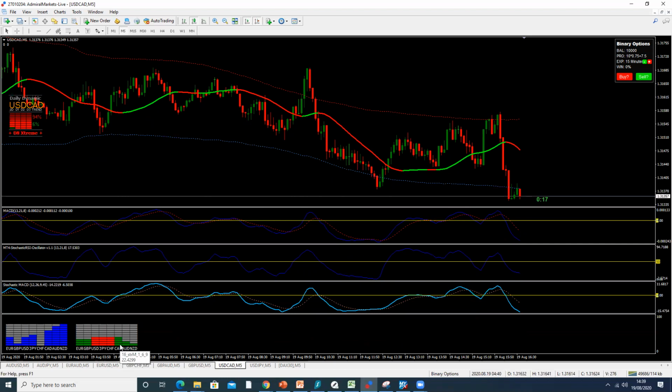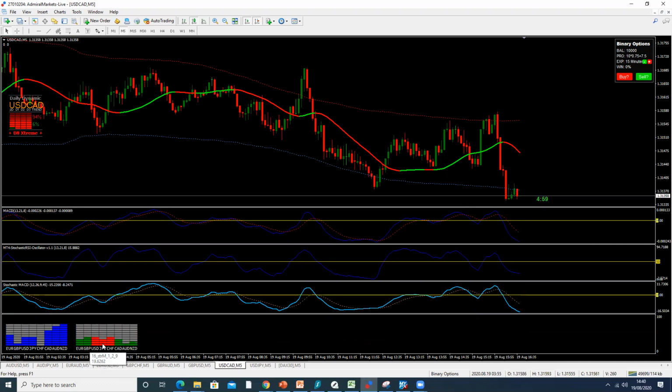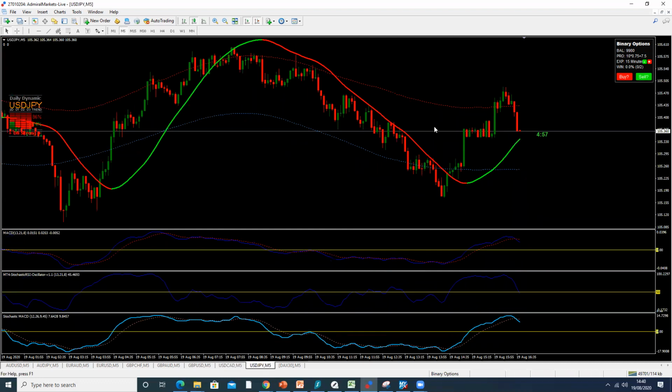CAD is strong. So if I was to buy up there when everything else is, say, going down, then I'm going to be in trouble, because this is giving you an overall trend of the currency pairs. And that's what we want. We want to see the trend, and the trend is your friend until the end.